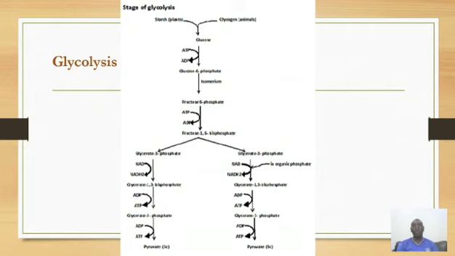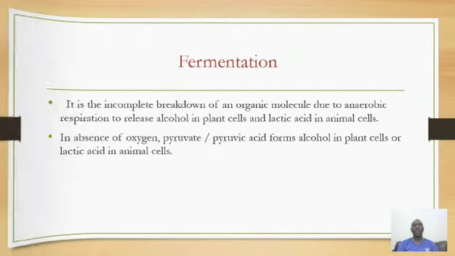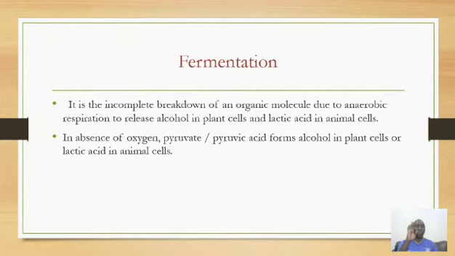Now, what happens after glycolysis? Remember, there are 2 types of respiration: aerobic and anaerobic. Aerobic occurring in presence of oxygen, anaerobic in absence of oxygen. Now, in absence of oxygen, anaerobic respiration, a form of anaerobic respiration known as fermentation, now occurs. Meaning, fermentation occurs if there is no oxygen.